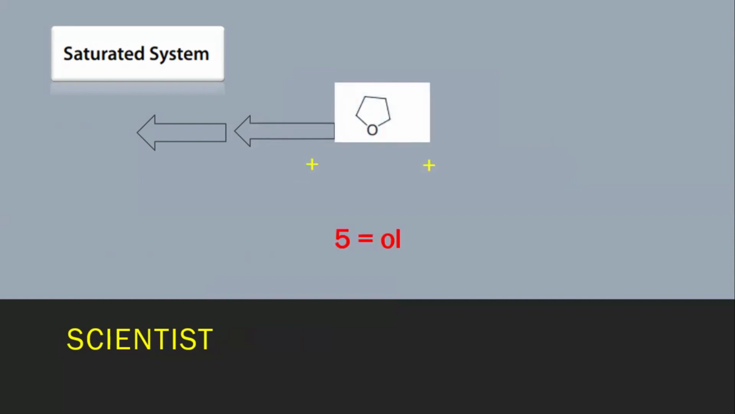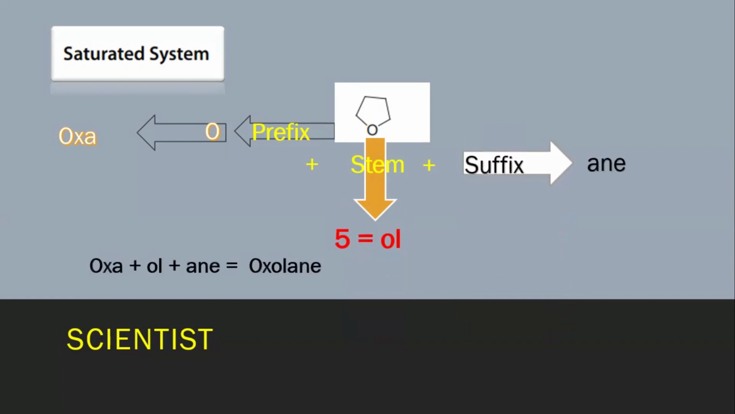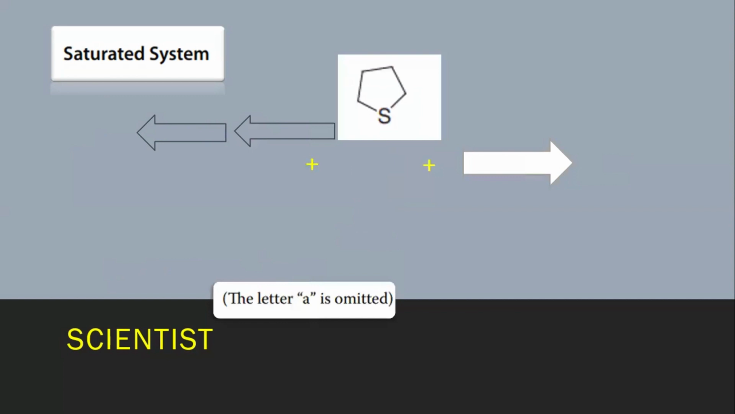Let's discuss another system: a 5 member ring containing oxygen. Prefix is oxygen. Oxygen is named as oxa. Stem contains the size of ring. It is a 5 member ring. 5 member ring means ol. Suffix same. So oxolane. Oxa for oxygen, ol for 5 member, and ane for saturated system. Oxolane.